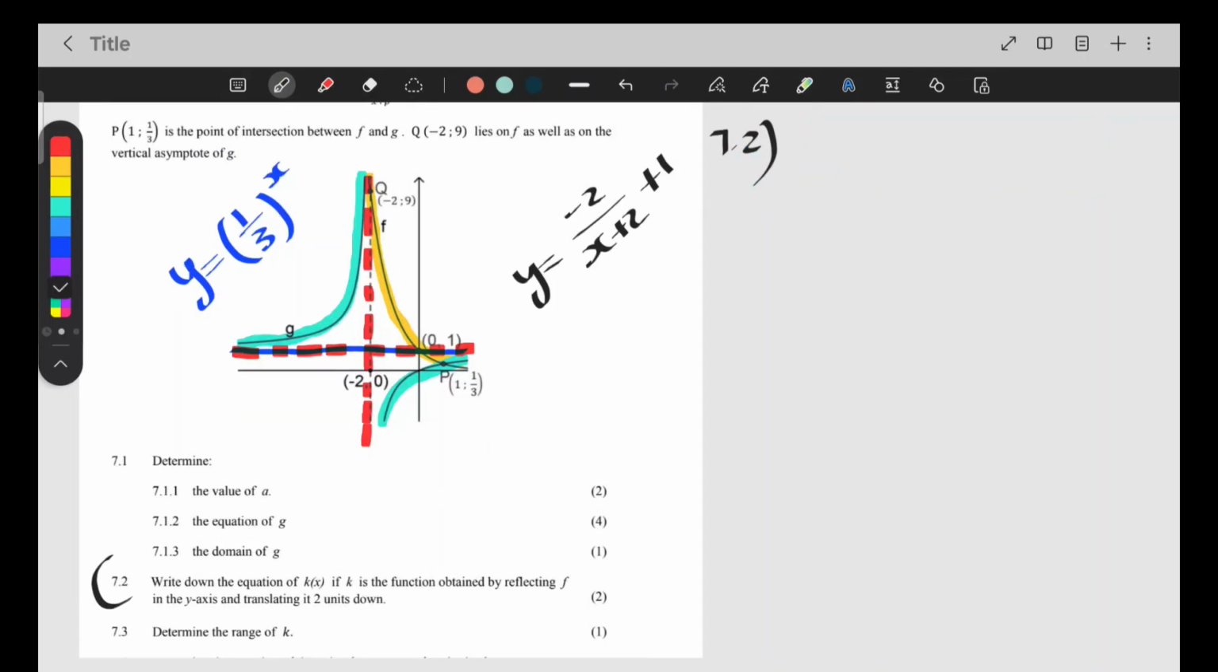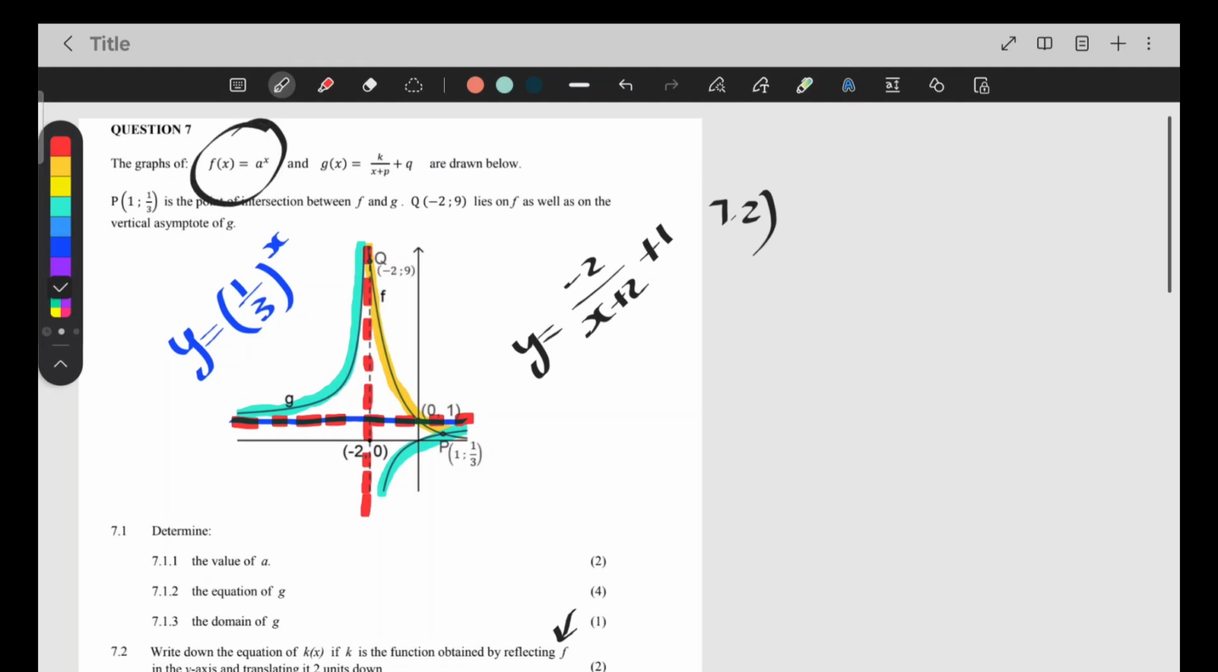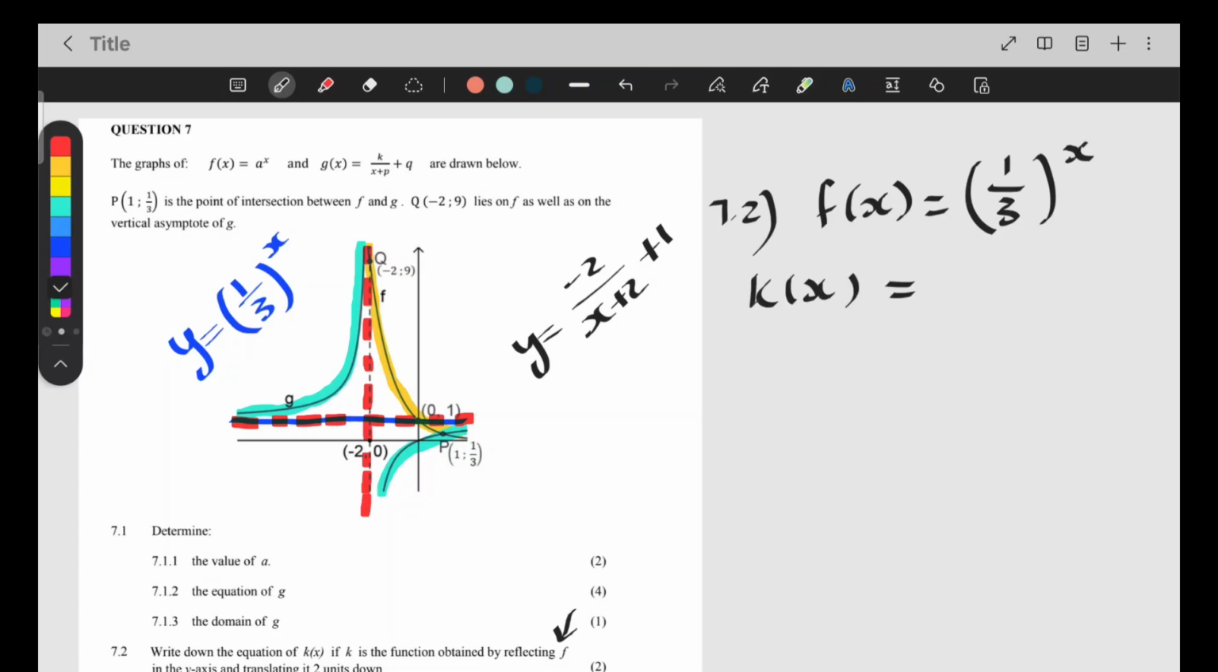Okay, our next question, 7.2, says write down the equation of k of x. Okay, k of x is obtained by reflecting f in the y-axis and translating it 2 units down. So I'm going to take f. There's f. Let's write f down. So f of x is, remember we said this is the exponential. So that's f. So k of x is taking f and reflecting this in the y-axis.